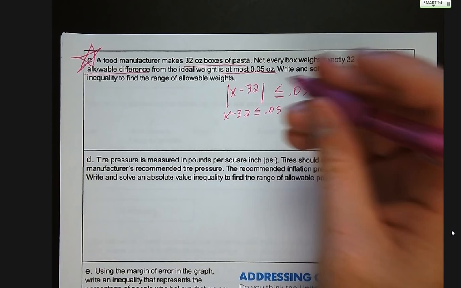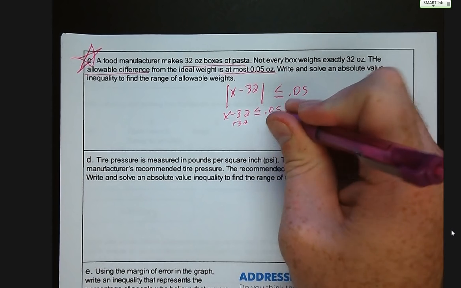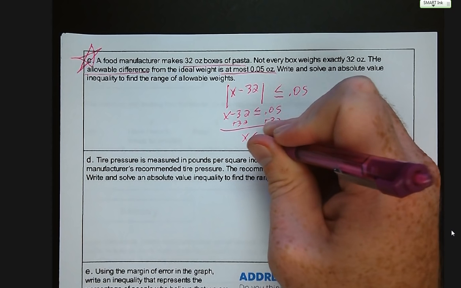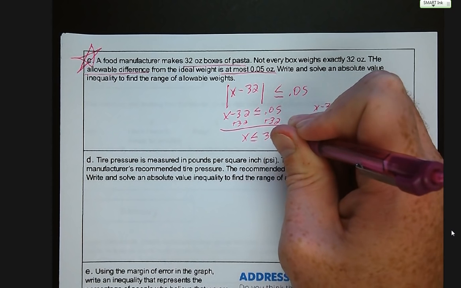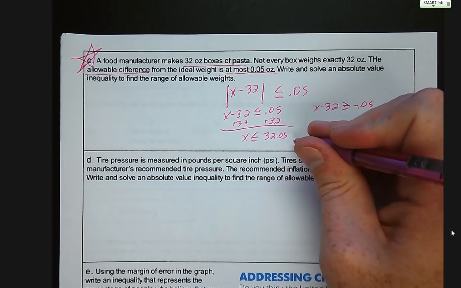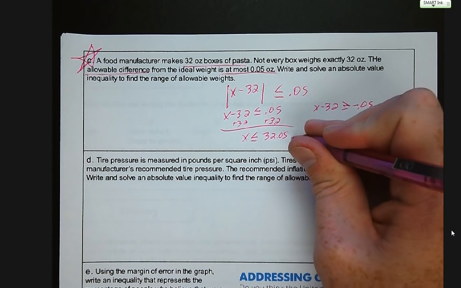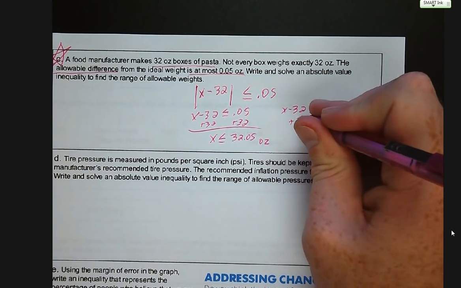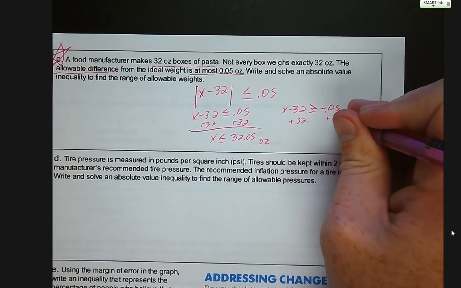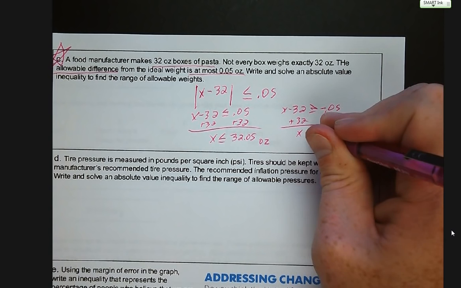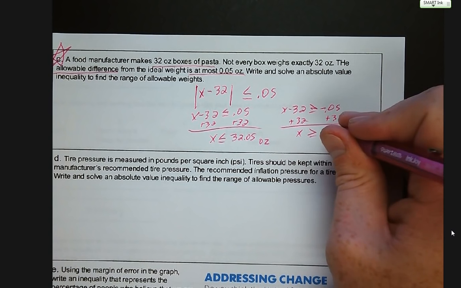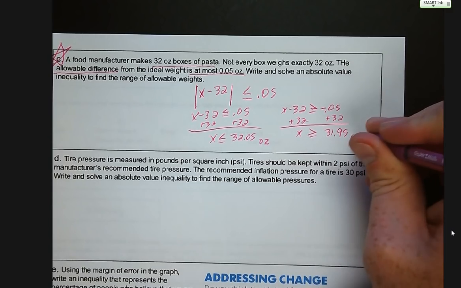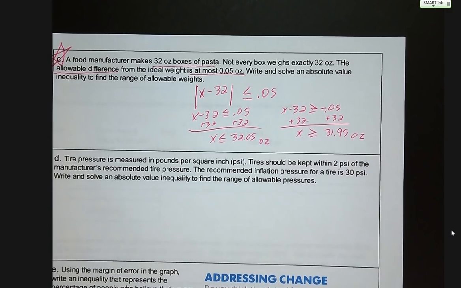So we add 32 to both sides, and x is less than or equal to 32.05. It's a word problem, so I need my units, ounces. The second one, add 32 to both sides, and x is going to be greater than or equal to 31.95 ounces.